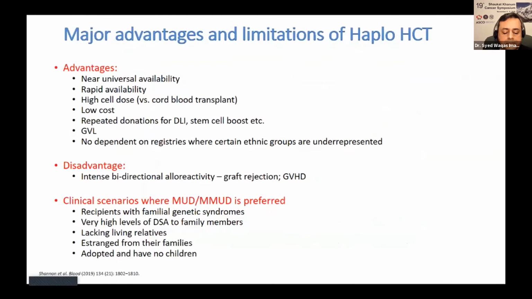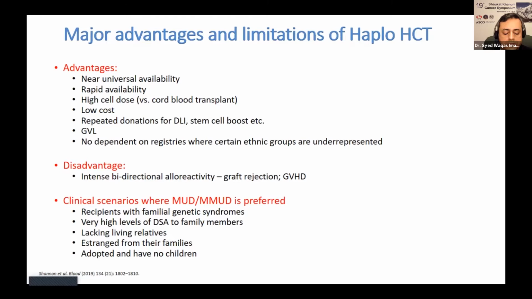So what are the major advantages and limitations of haplotransplant, and under which scenarios one would prefer a matched unrelated or a mismatched donor? The major advantages with haplotransplantation include the near universal availability and rapid availability. As you may know, the average time required to find a full matched unrelated donor through registries is 3 to 4 months, and many leukemia patients do not have the luxury of that much time. Haplo donors, on the other hand, are readily available.